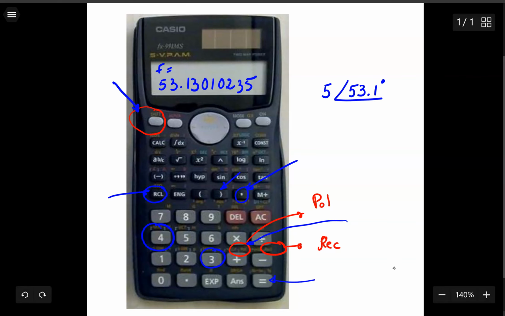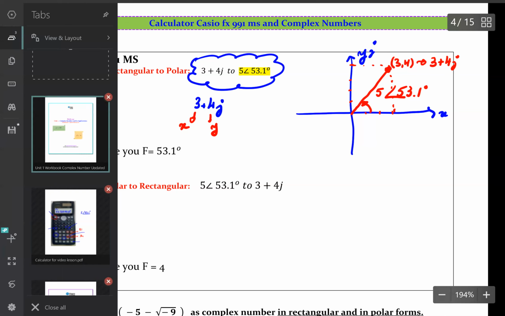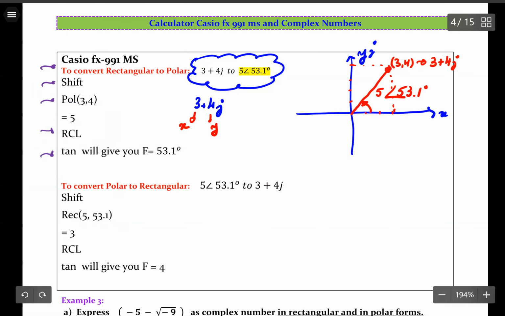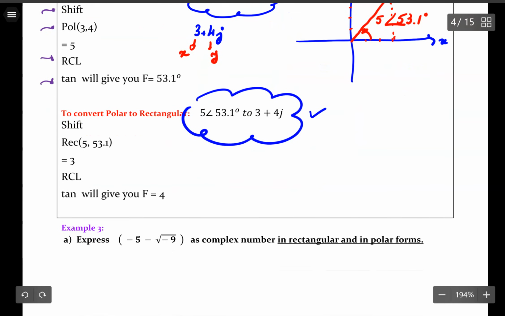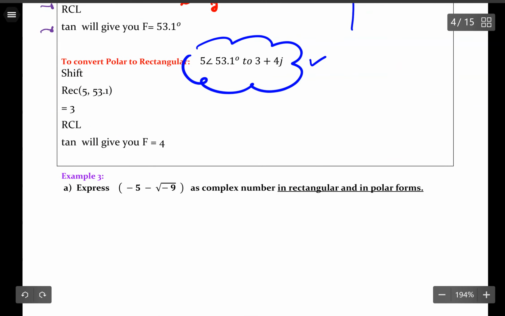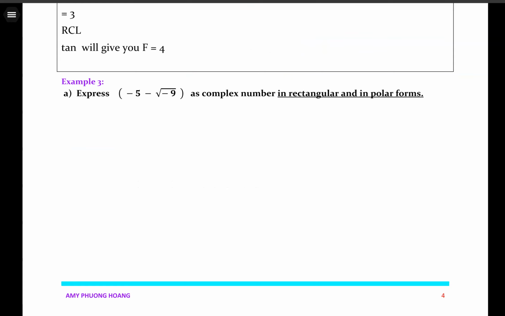Alright, okay, so let's continue with our lesson. Let's go back to our lesson. I would like everyone to go over this example here, and this one, using your calculator to make sure that you master the keys for converting between rectangular and polar form. This is very important, alright? Okay, so let's move on to example number 3.